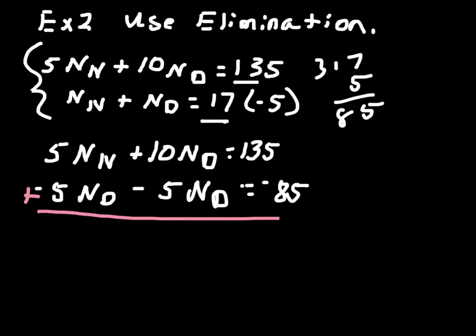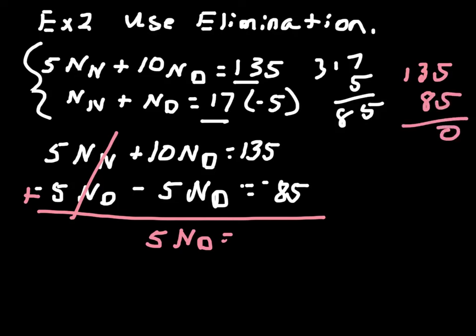Put a plus sign there. So these cancel out. Let's see, 10 plus a negative 5 is 5ND equals 135 plus a negative 85 gives me, let's see, the difference then, 135 minus 85, 50. Now divide by 5. So the number of dimes I have is what? 10. I have 10 dimes.